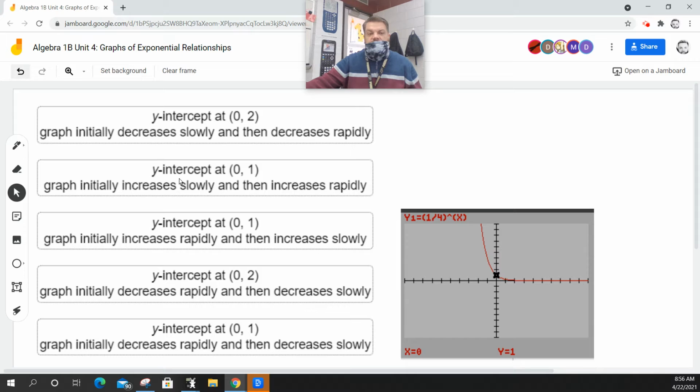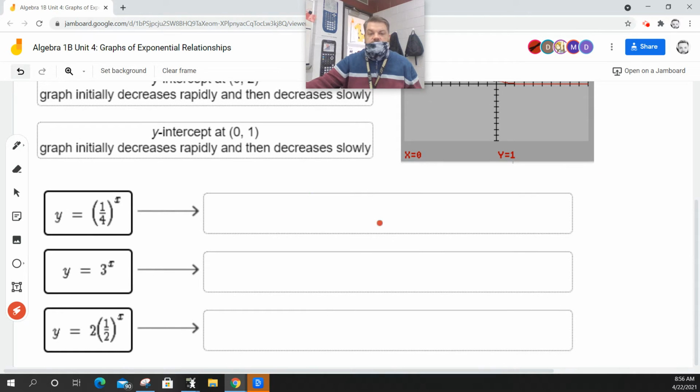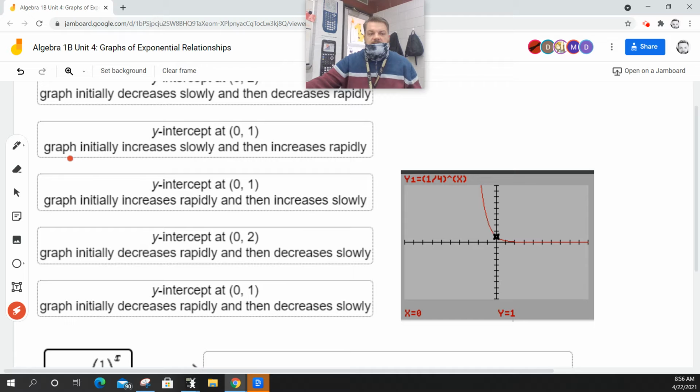It says the y-intercept at 0, 1. So in other words, it's either going to be this answer, or this answer. One of those three, I'm going to have to drag down here. Okay? So, which one is it? Well, let's read our choices. The first one says the graph initially increases slowly, then increases rapidly. Is it increasing as we read it like a book left to right? No. So it's not that one.